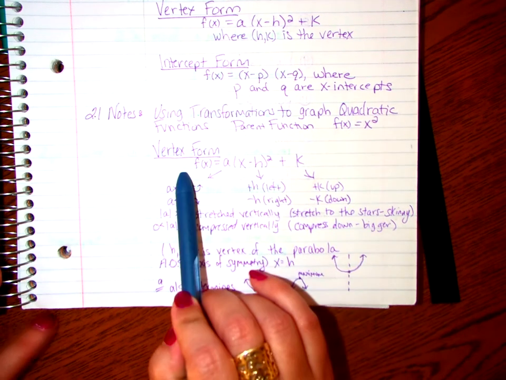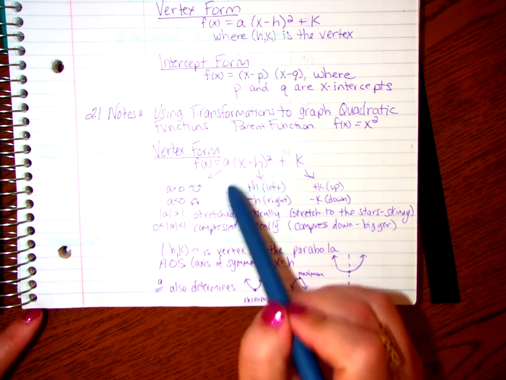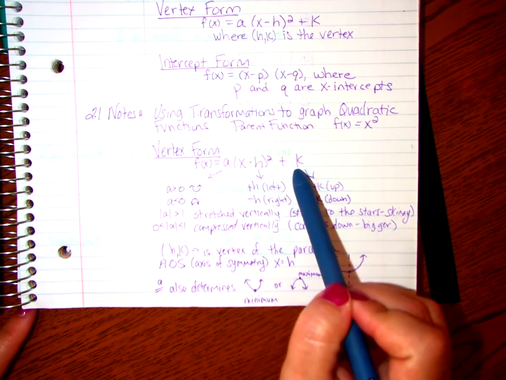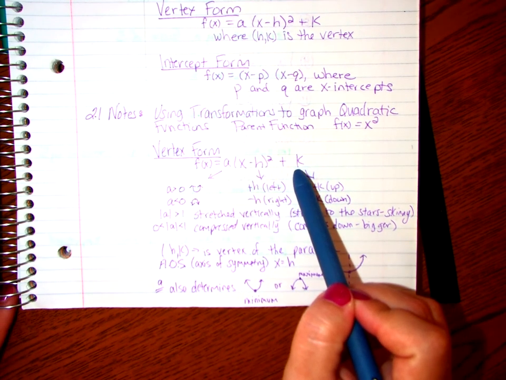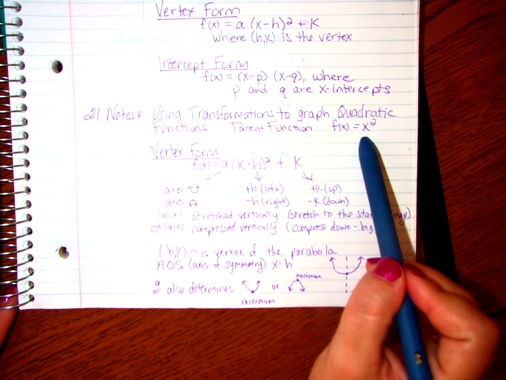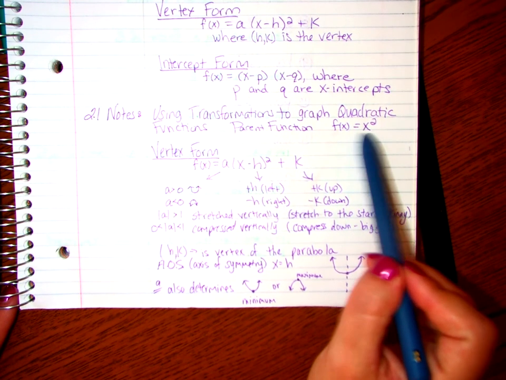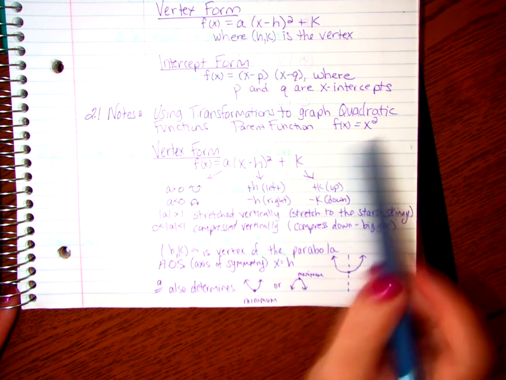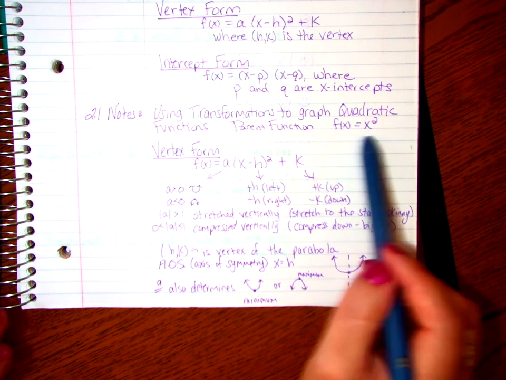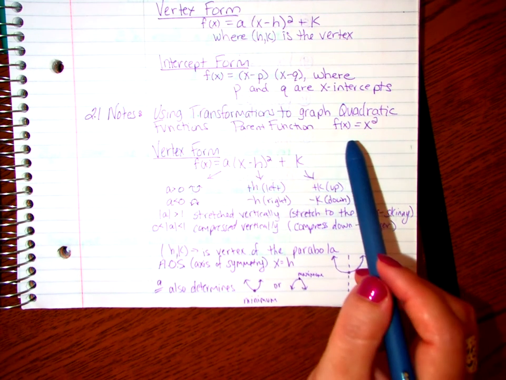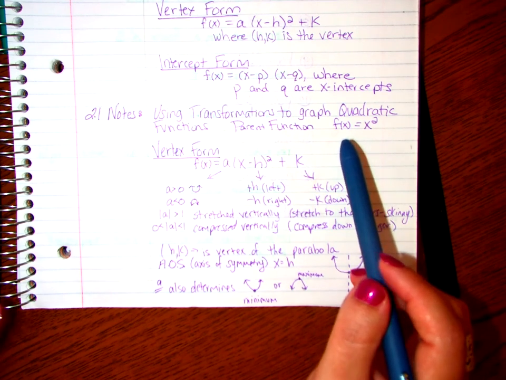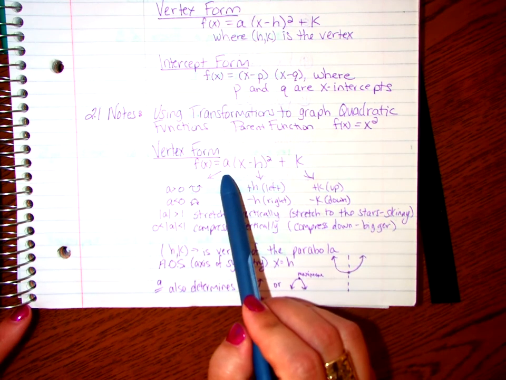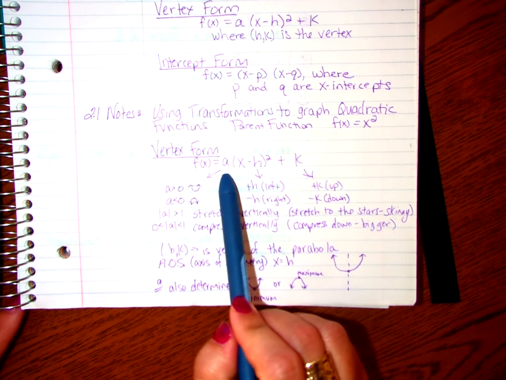When we look at vertex form, we have an a, an h, and a k. Our parent function is f of x equals x squared. So this is where we start. And then when we change a, h, and k, our parent function moves left, right, up, down, and it may change the shape. It also may flip over the x-axis. So a tells us some very important information.